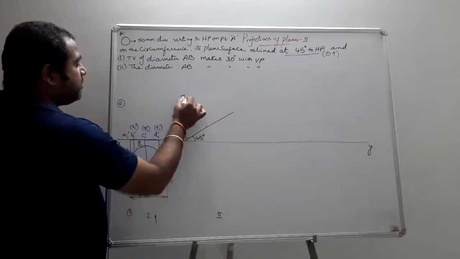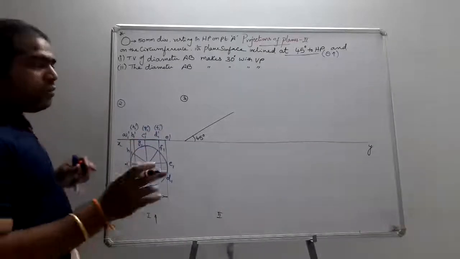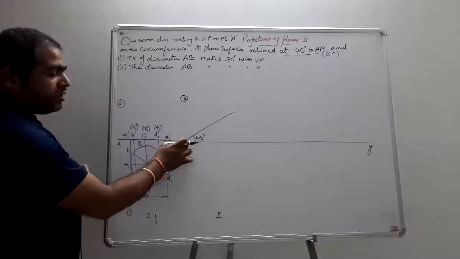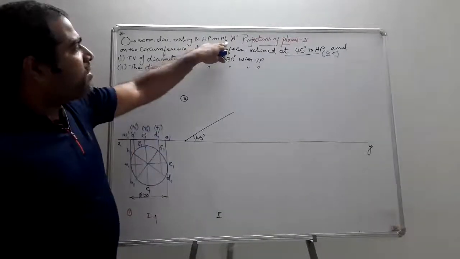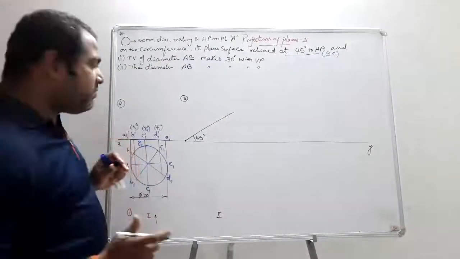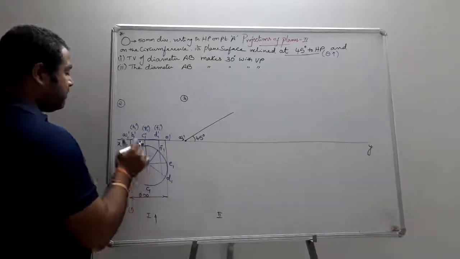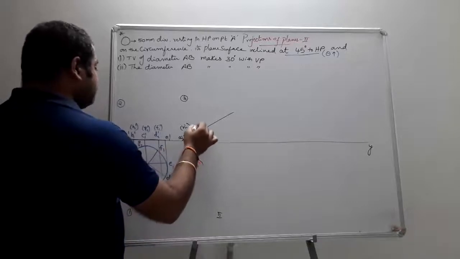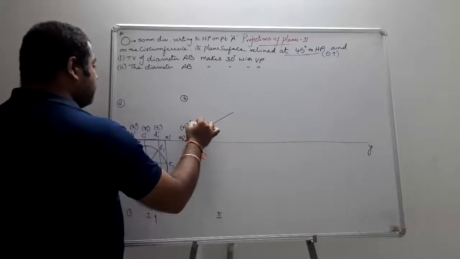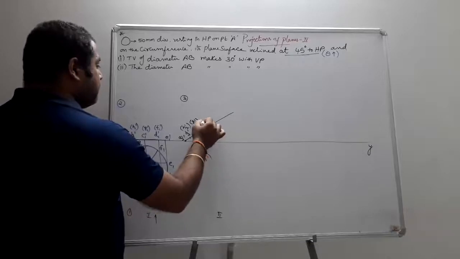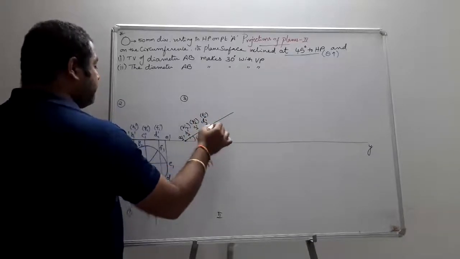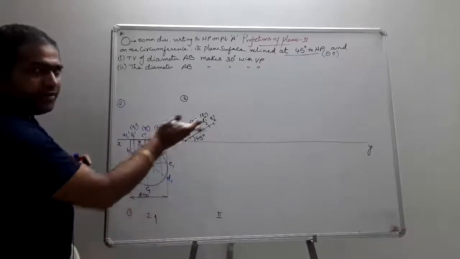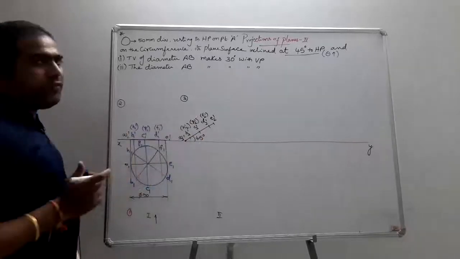And this was step 3. Why? Because beside step 2, you are going to obtain step 3. So what you have to do? Reconstruct the obtained front view on this 45 degrees line by placing your A point on the XY. Why? Because A point is resting, A point is on HP. So when you are seeing from the front, that point comes on XY. So this becomes your A2 dash. This becomes B2 dash of H2 dash. Next, C2 dash of G2 dash. Next, D2 dash of F2 dash and E2 dash. So I just draw a line of 45 degrees and reconstruct my obtained front view on this 45 degrees line.